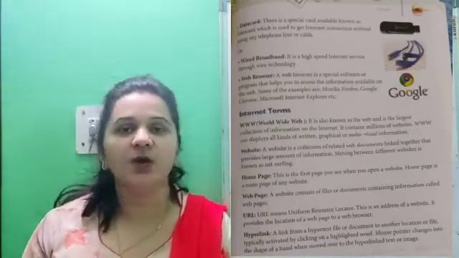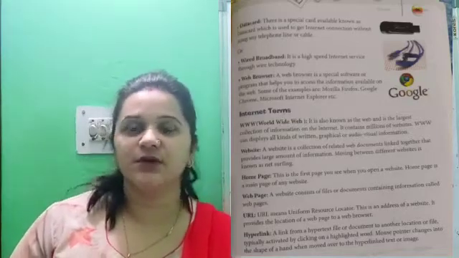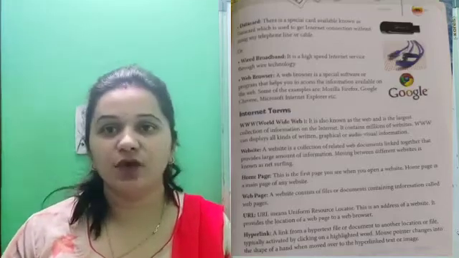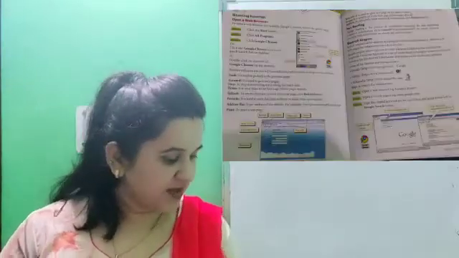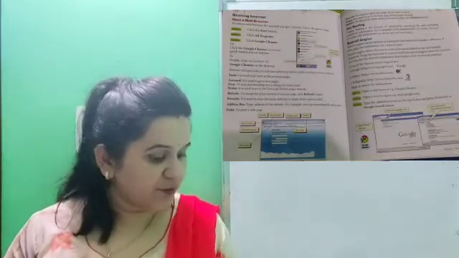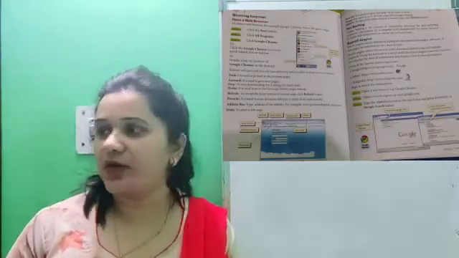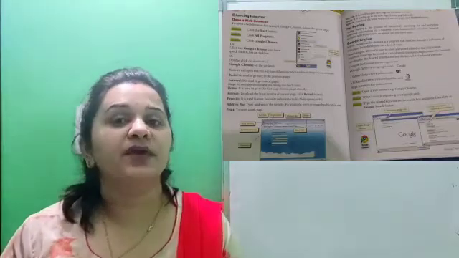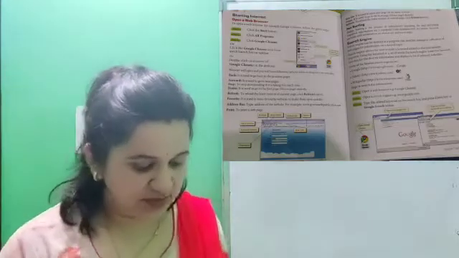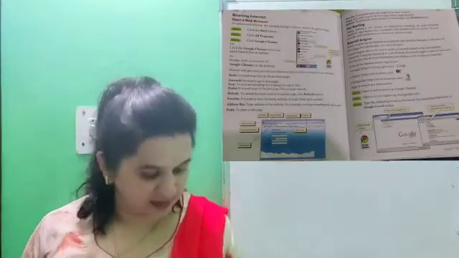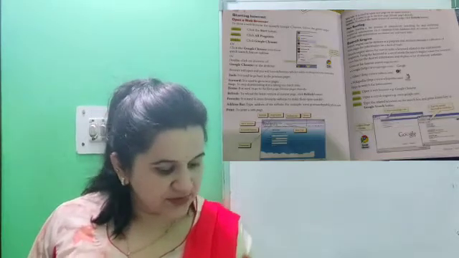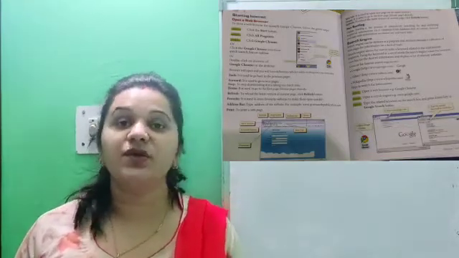Next, we have studied the basic internet terms like www, World Wide Web, website, homepage, web page, URL, hyperlink. We have discussed this in detail. You can see my previous videos if you have not seen them yet. Then I have shown you the practical, how you can start the internet, how you can open a web browser, and how you can search for information with the help of the search engine. So this is what we have studied in this chapter, children. Now let us get started with the worksheet.